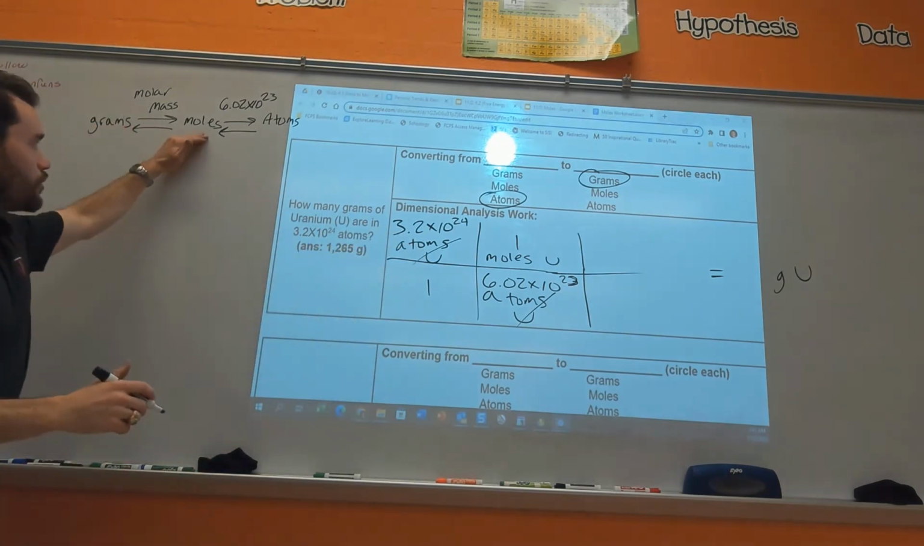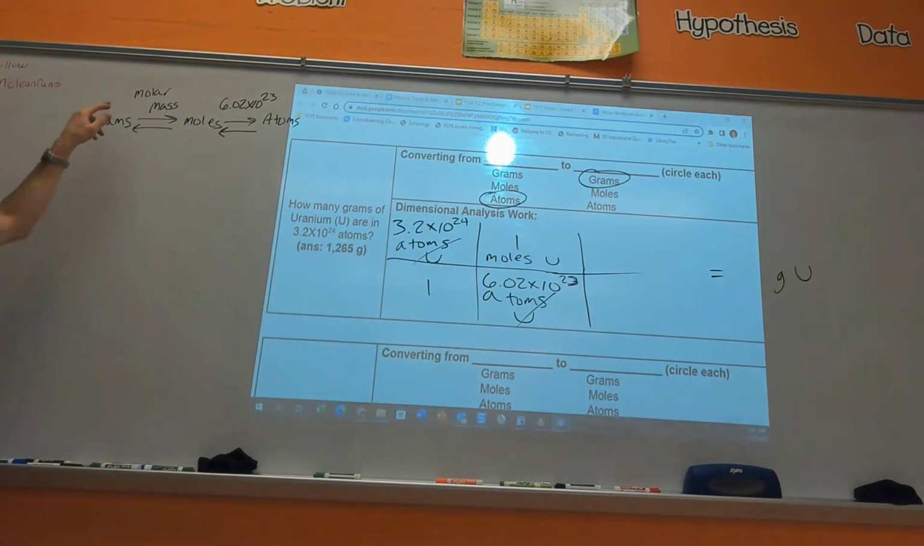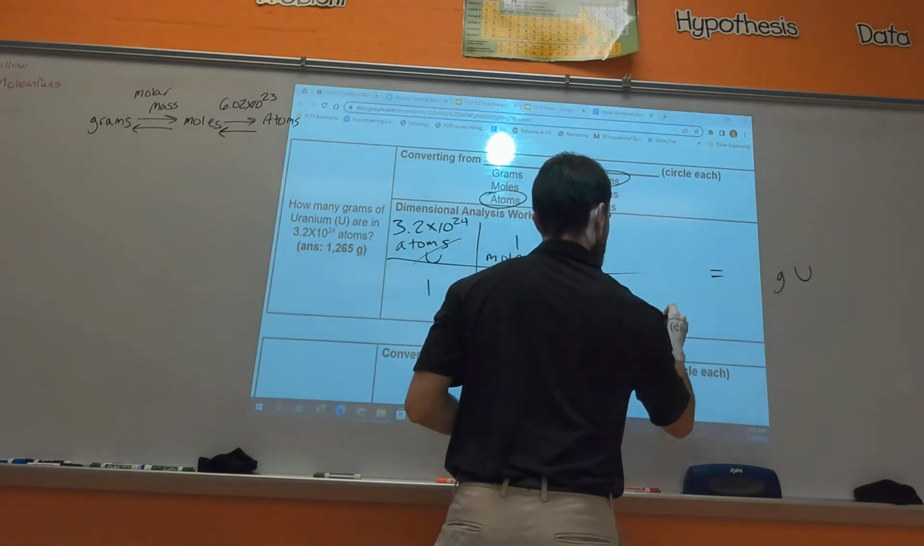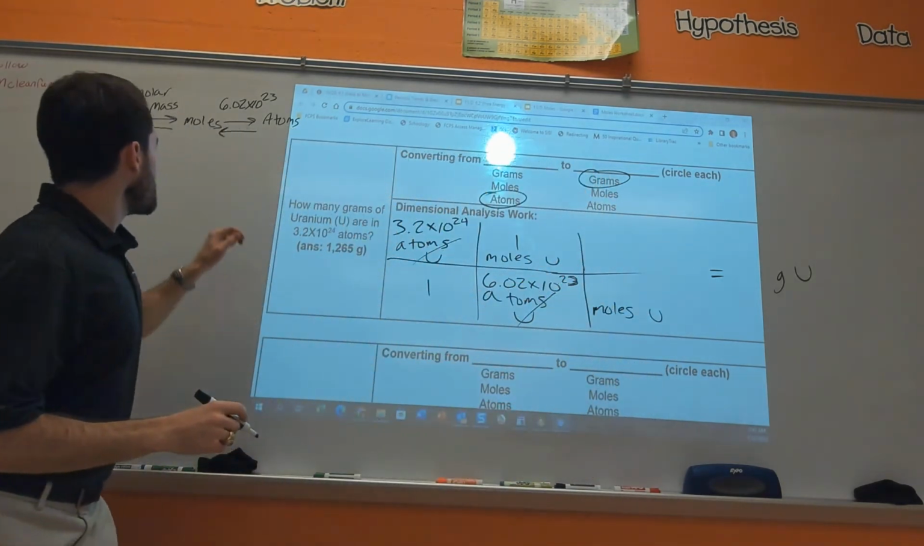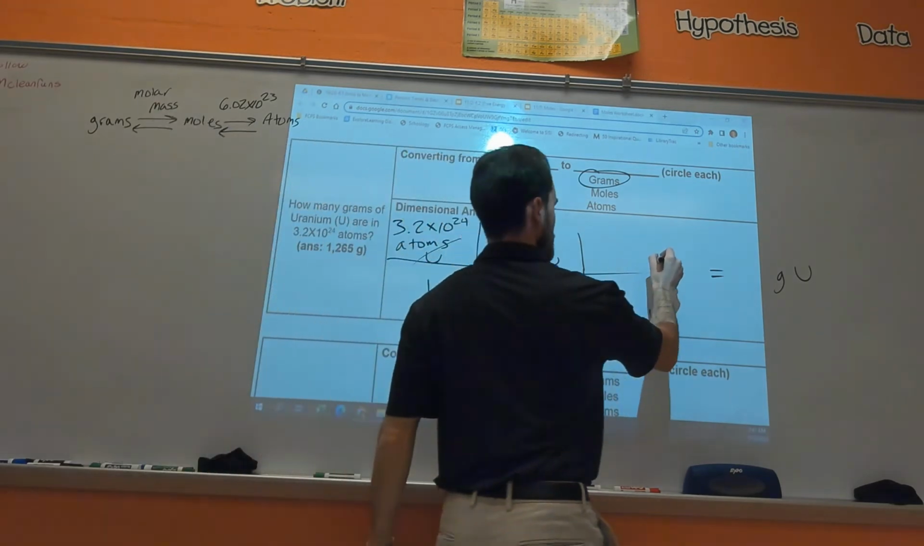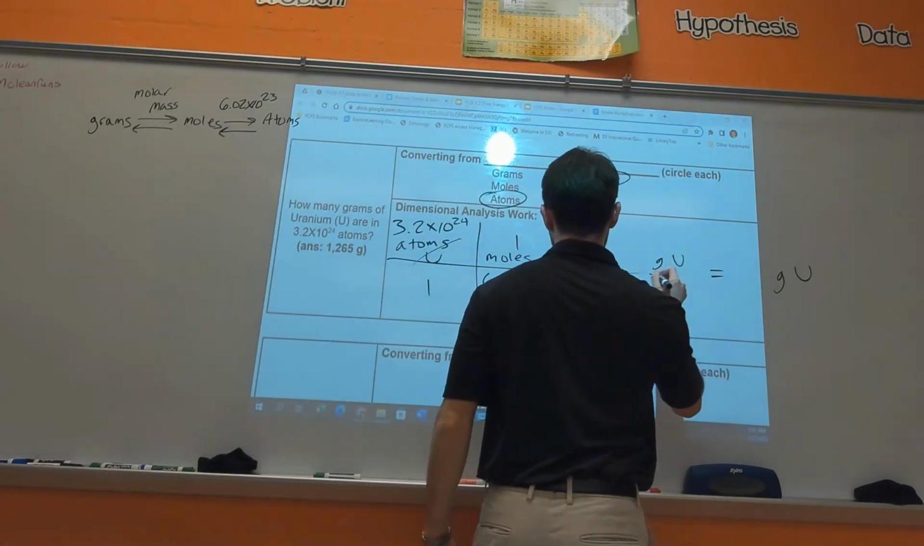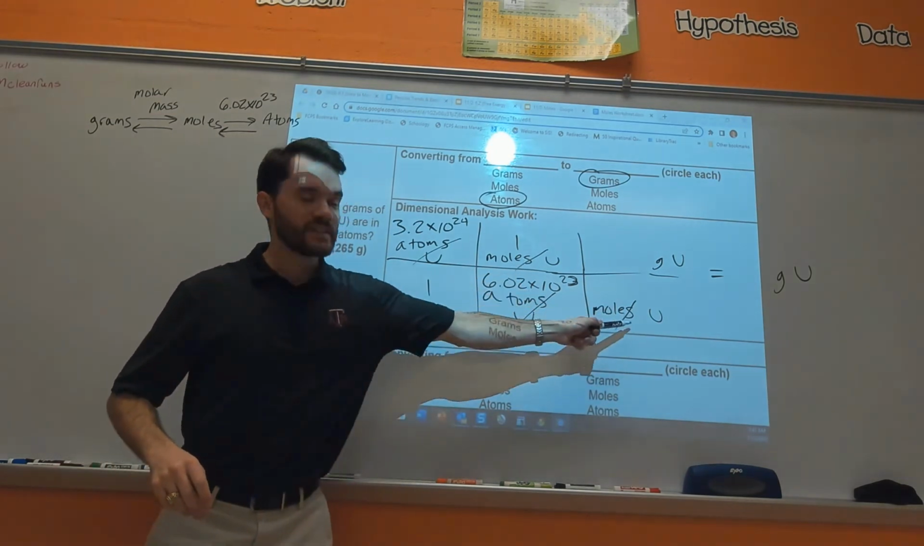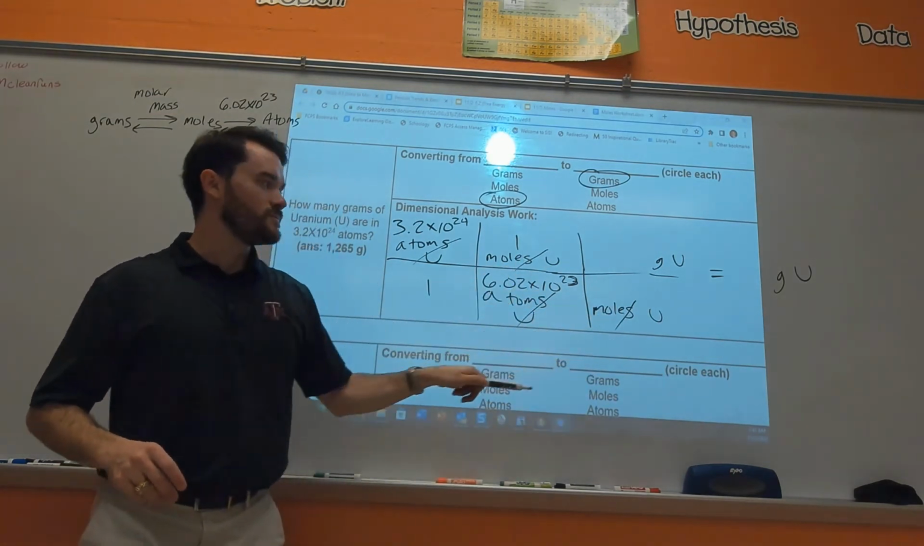Now we're at moles, so to get from moles to grams, we use the molar mass. Moles of uranium will go down here, and up there is going to be grams of uranium, which is the unit of our answer. Remember it always goes diagonal, so they can cancel.